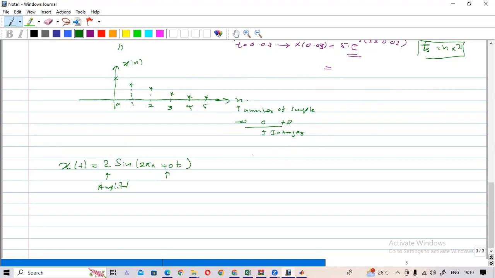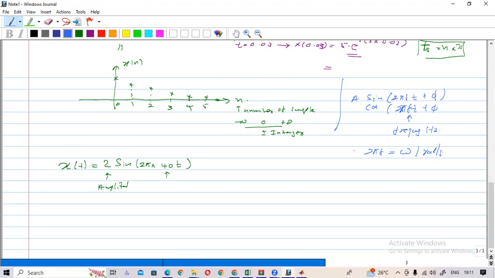You know that the normal sinusoidal signal is like this. Sine or cos, anything. The general sinusoidal signal is like this: A sin or maybe cos of (2πft + φ). This f is the frequency, measured in hertz, and this 2πf is actually omega. This omega is measured in radian per second. So maybe you are given omega, or you may be given it in this form also.